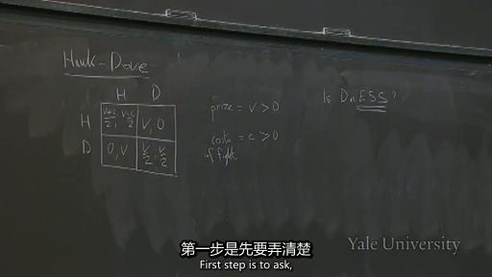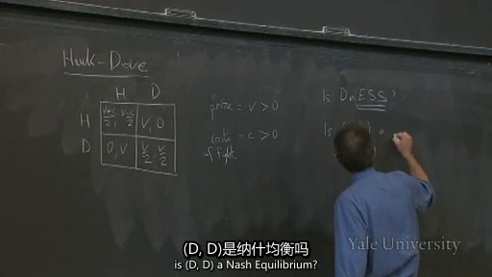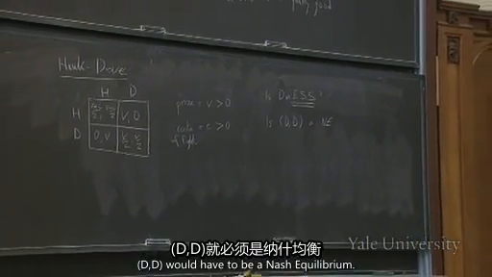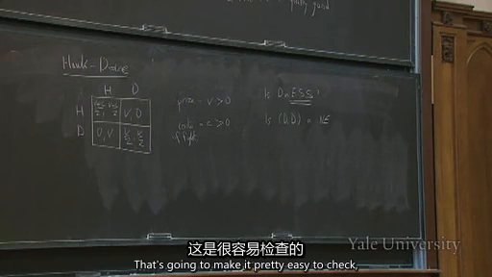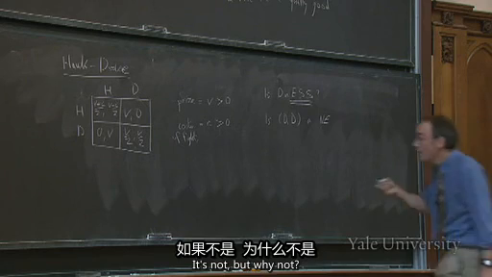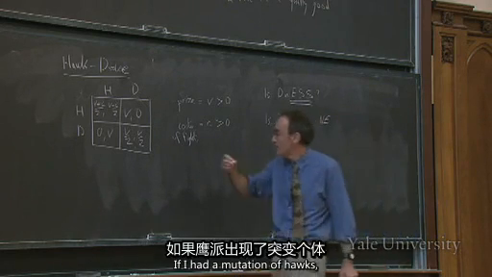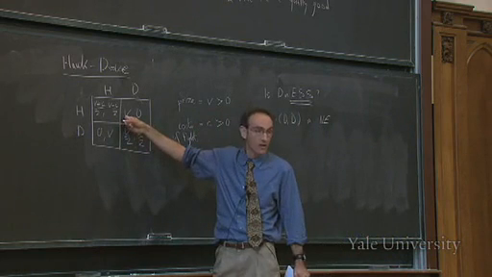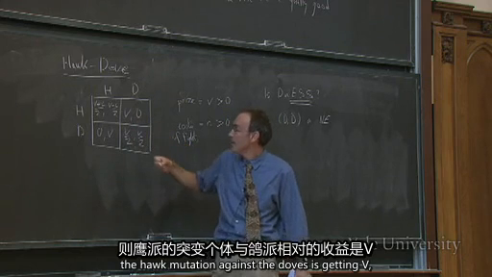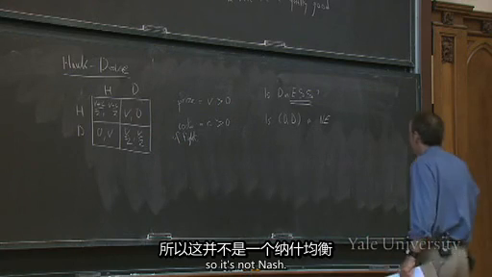First step is to ask, is dove a Nash equilibrium? If it's evolutionarily stable, in particular, dove would have to be a Nash equilibrium. That's going to make it pretty easy to check. So is dove a Nash equilibrium in this game? It's not, right? But why not? Because if you had a mutation, I keep being tempted to say deviation, but I won't, think of it as a mutation. If I had a mutation of hawks, the hawk mutation against the doves is getting V, whereas dove against dove is only getting V over 2. So it's not Nash.